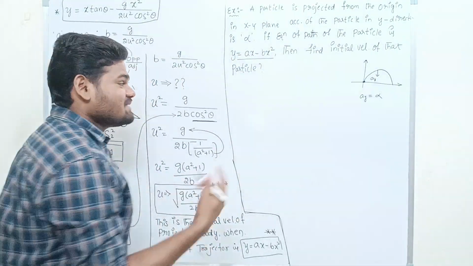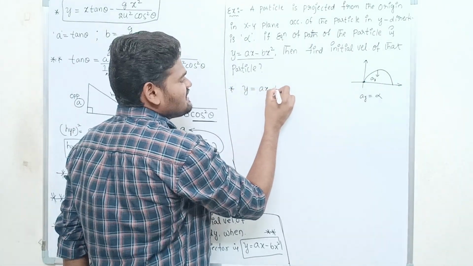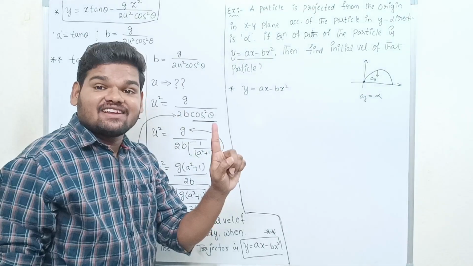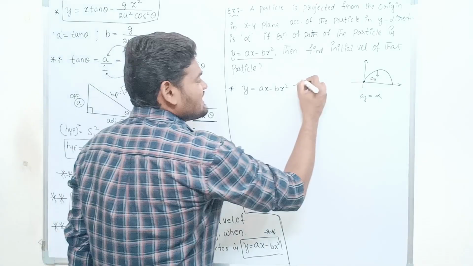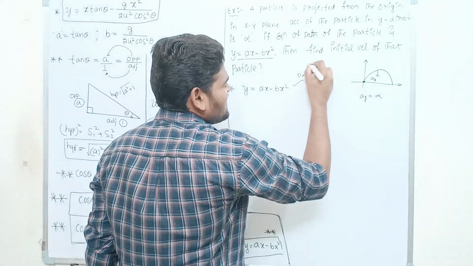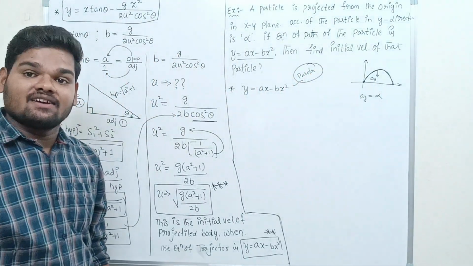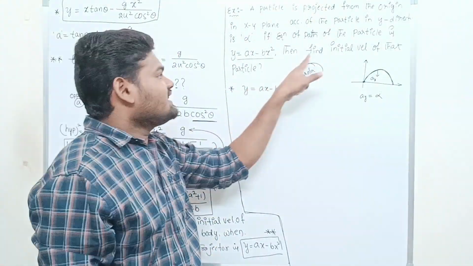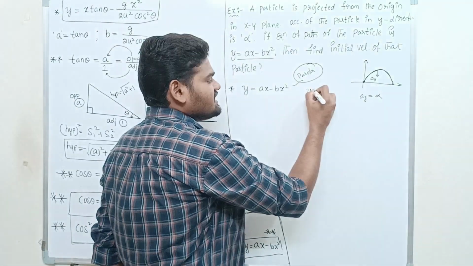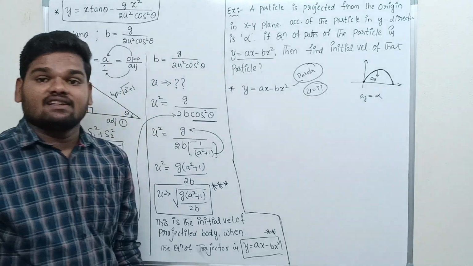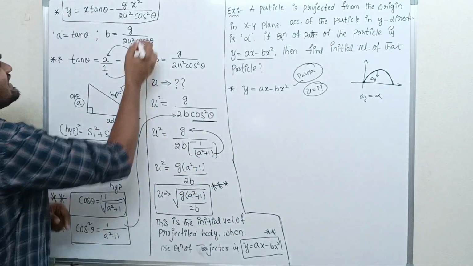So the path of the particle is in the form of y is equal to ax minus bx square. That means whatever the path or trajectory of the particle is, it is a parabolic path. So this particle is making a parabolic path. Now what they are asking: find the initial velocity of that particle. We have to find the initial velocity of the particle. So we have the equation in this case. Have a look. y is equal to x tan theta. This means what?